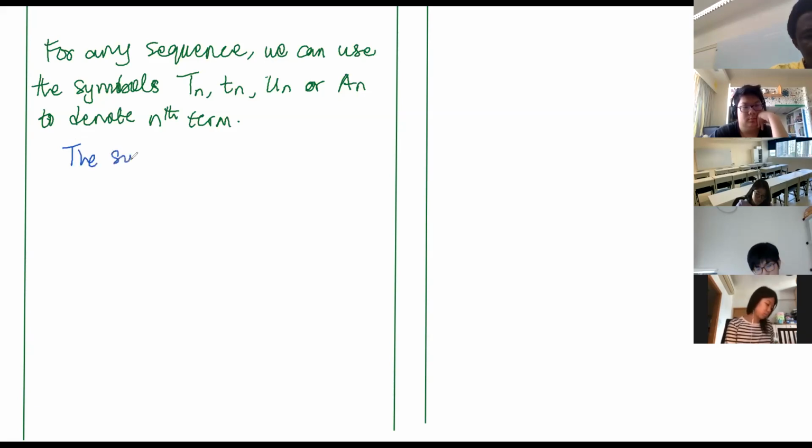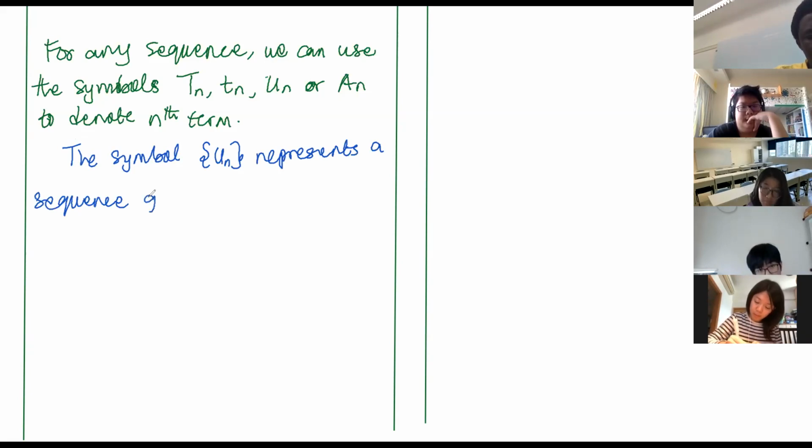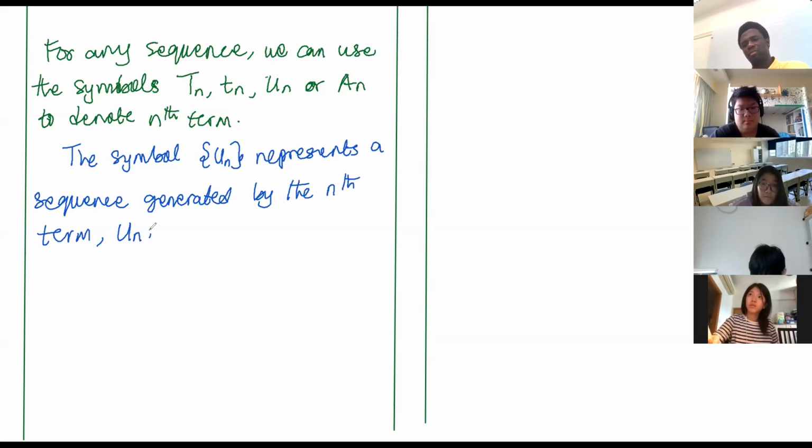Okay, that symbol represents a sequence generated by the nth term, which is un. So when you see that curly bracket, it's a sequence. What you have inside the curly bracket is the nth term. Okay?